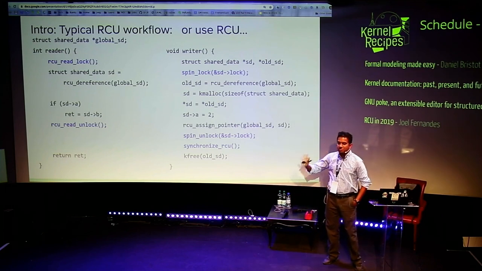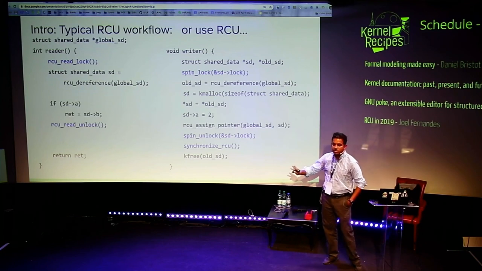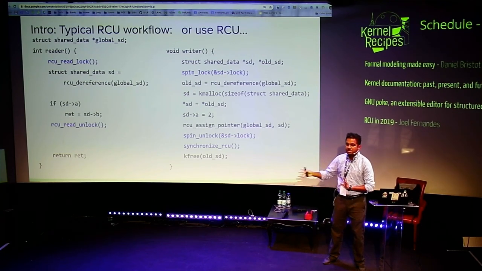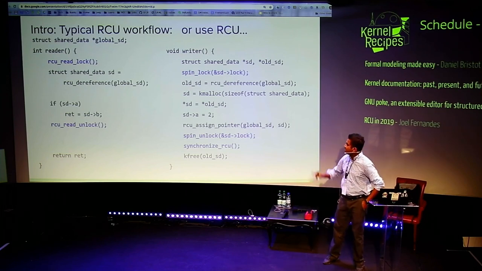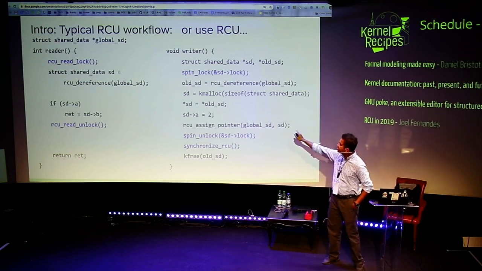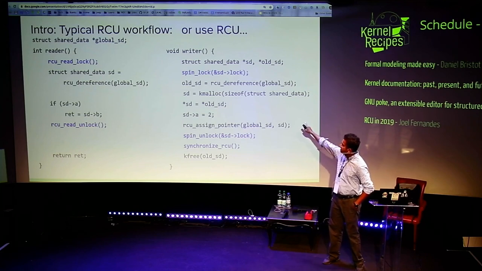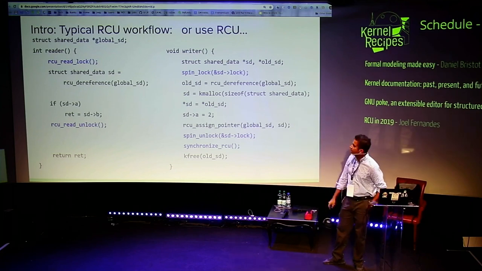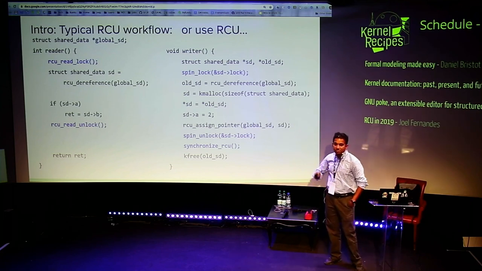In RCU, writers are mutually exclusive. So two writers still have to synchronize with each other. It's only the readers and writers that run concurrently, but the writers still need to synchronize. So that's why we have a spin lock there. And the pointer is accessed. And what we do is we create a copy of the object. We don't modify it at the same time.